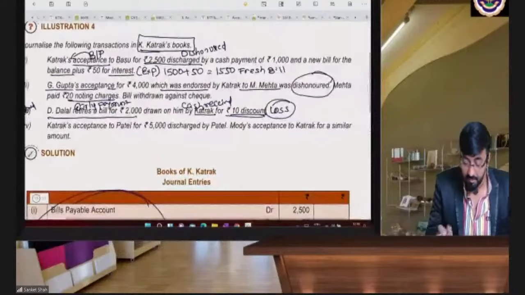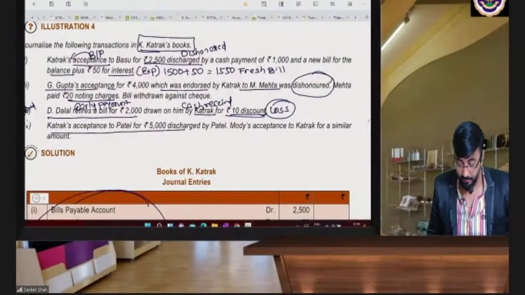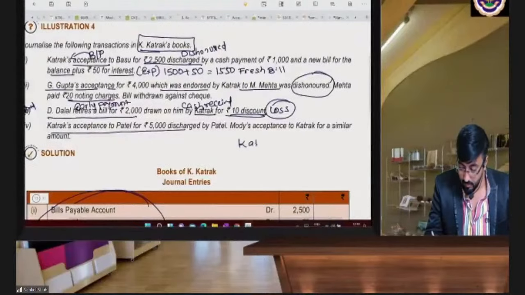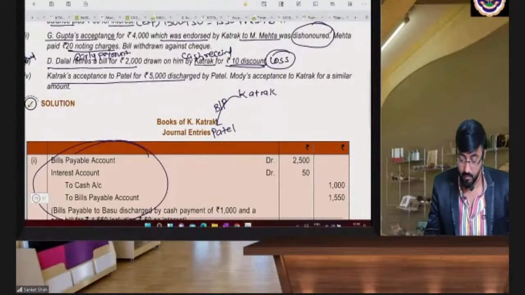Katrak's acceptance to Patel. Now it's very easy, beta. Now what happens? Katrak. So you can prepare this diagram. Here he is Patel, so it is a bills payable. Discharge by Patel.